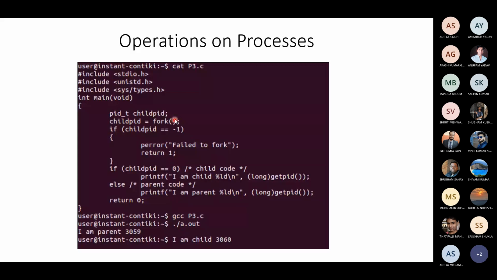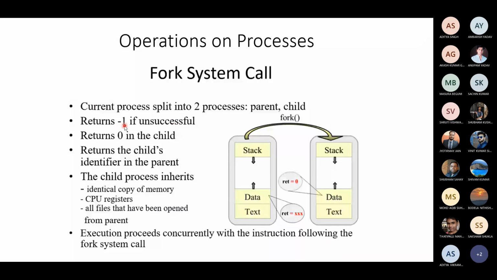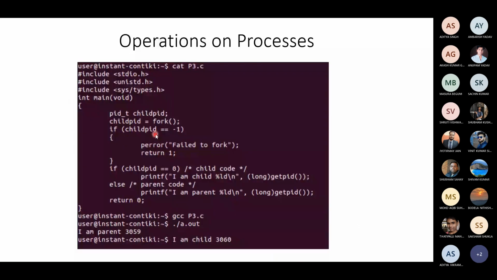If the fork system call returns -1, what does it mean? If the system call returns -1, it is unsuccessful, right? If it is successful, it returns 0. So if it is -1, then it failed to fork; the child process cannot be created due to some memory issues or some other issues. Otherwise, if child PID is 0, then the child is created. You are the child, and you can get the process ID. Otherwise, you can get the parent ID.